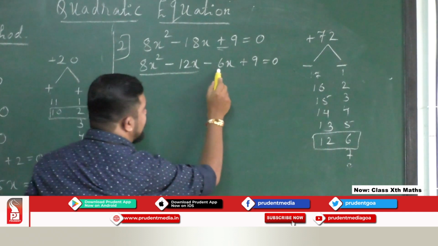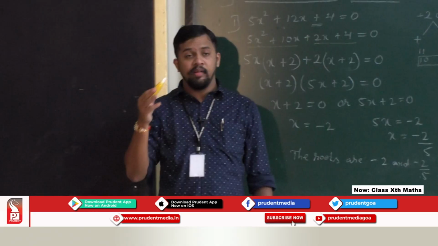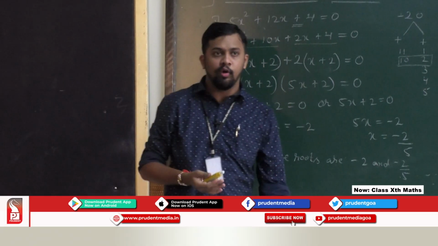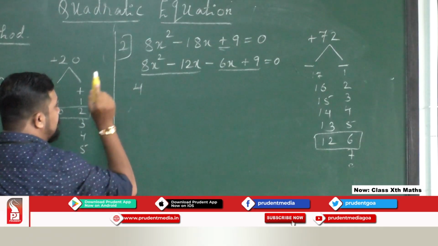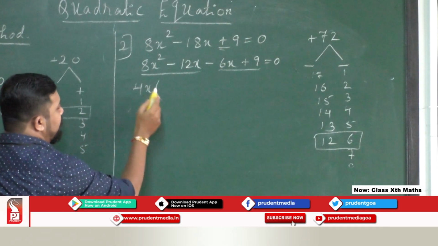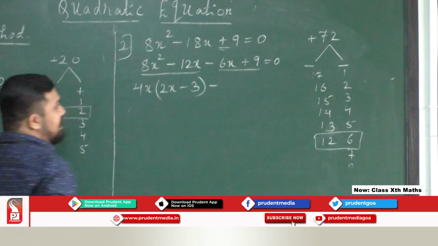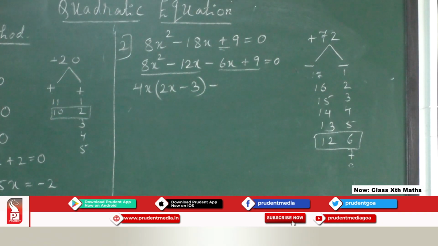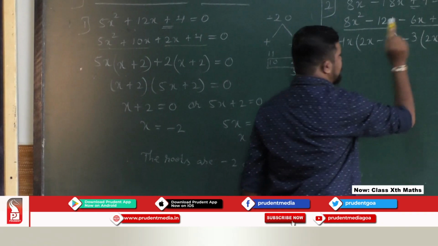Find common. Again, back to the same method, we find common. 8 and 12: when you are finding common, try to see the bigger number. Don't look at a small number. So 8 and 12 come in the 4 table. 4 2s are 8, 4 3s are 12. 6 and 9 will come in the 3 table. 3 2s are 6, 3 3s are 9.